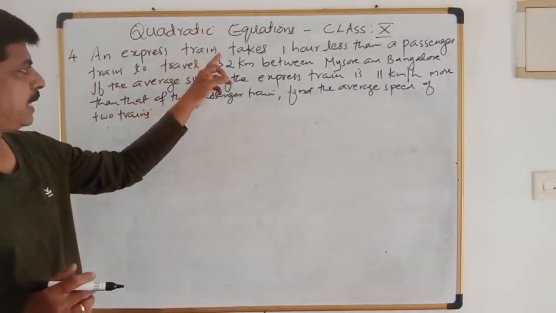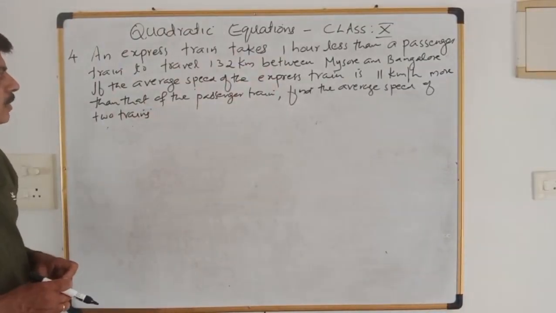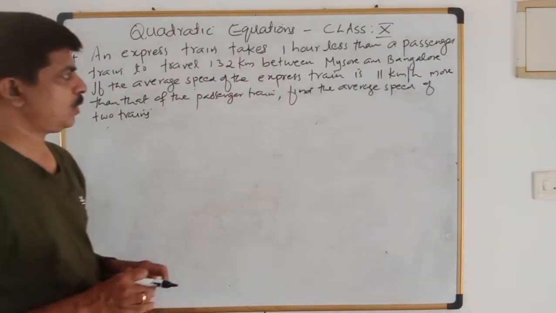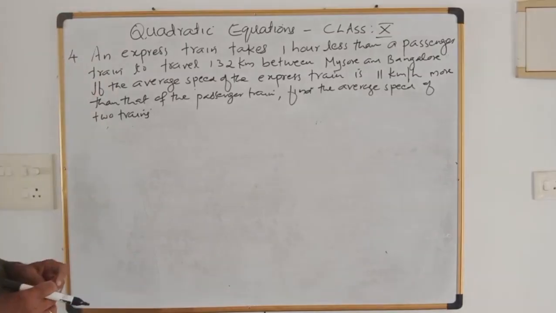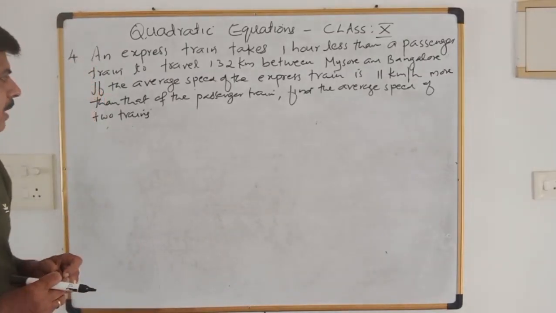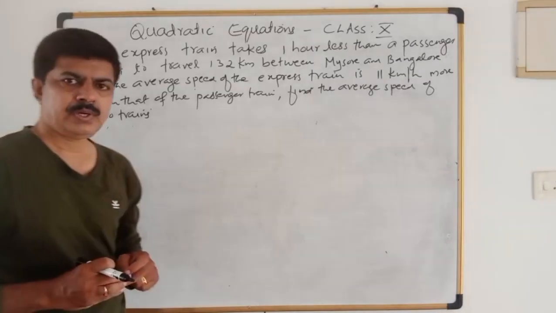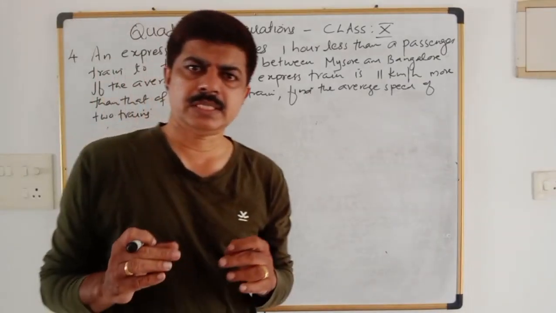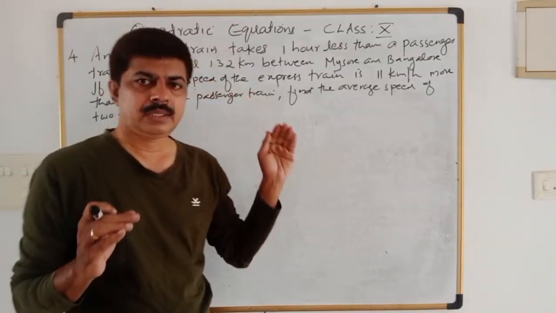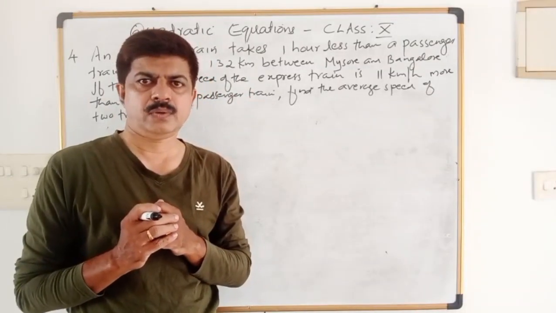An express train takes 1 hour less than a passenger train to travel 132 km between Mysore and Bangalore. If the average speed of the express train is 11 km per hour more than that of the passenger train, find the average speed of the two trains. Students, questions related to speed are very important.